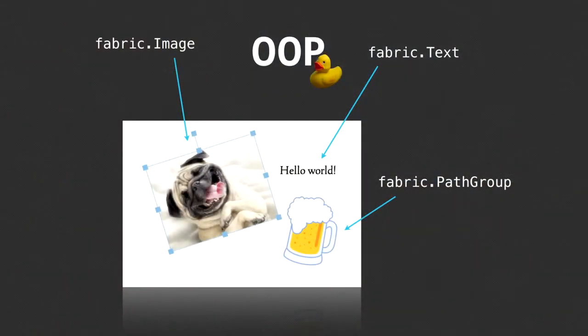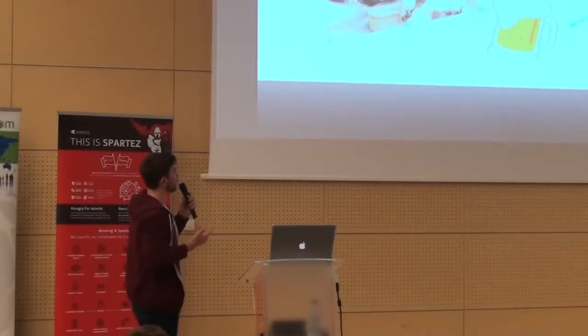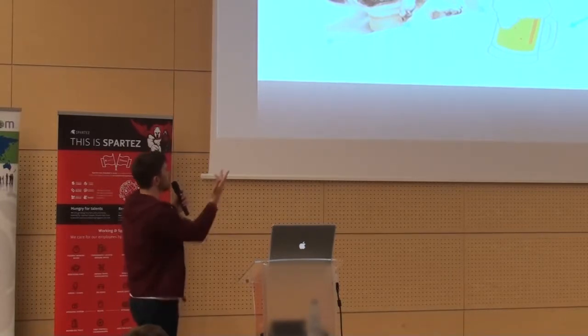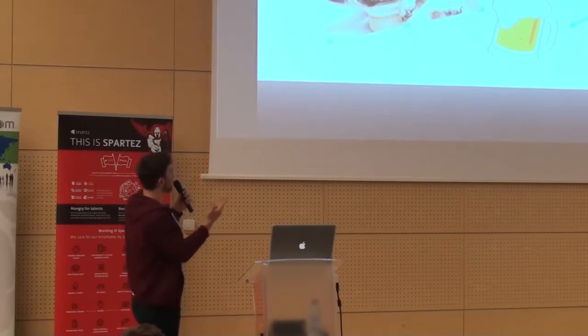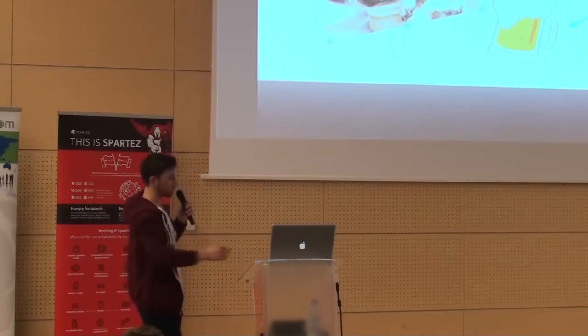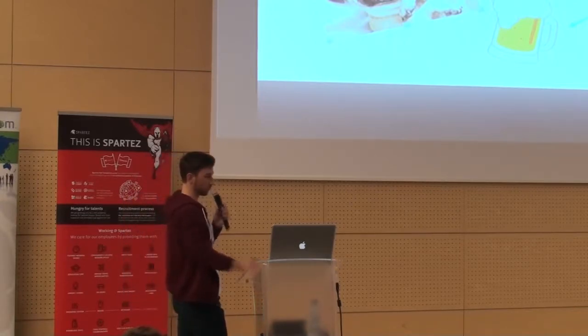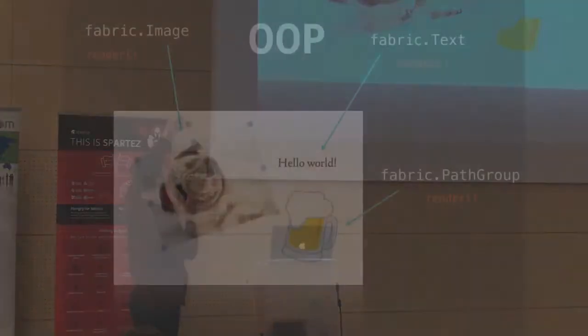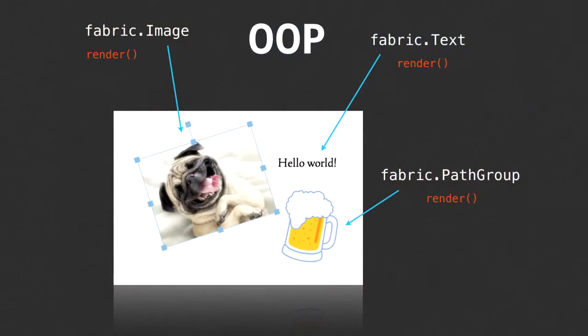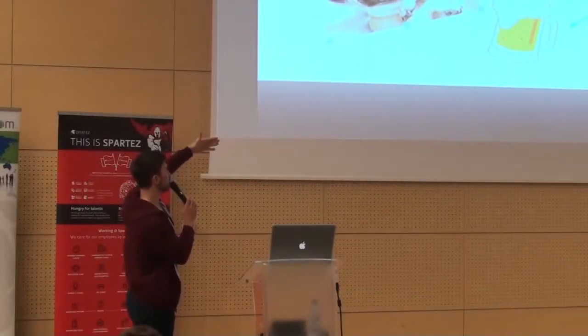Now, I mentioned OOP before, for a good reason. This is a very, very powerful approach. The way it works in Fabric is like this. When we need to render something on screen, Fabric goes over all objects and simply calls the render method on each of them. Now, notice that each object is an instance of a particular class. In this case, this is Fabric image, this is Fabric text, this is Fabric path group, some kind of a sequence of SVG paths.